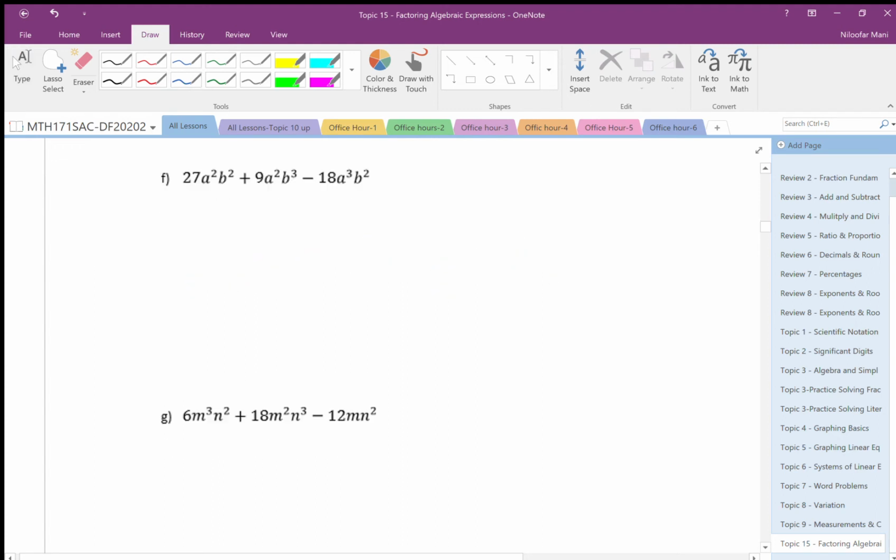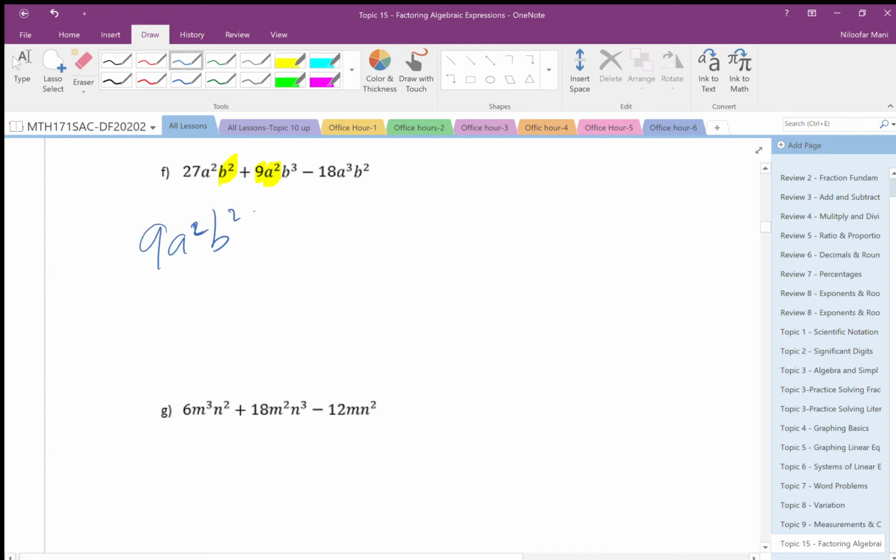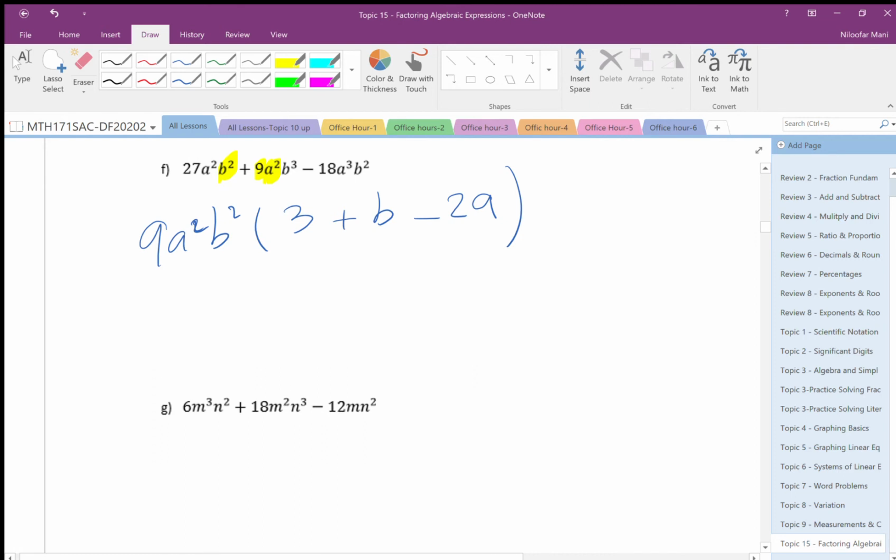Yes. How about next? Okay, so 9, yes. A squared, yes. B squared, yes. Okay, so I can factor: 9 is common, a squared is common, and b squared is common, right? Okay, so 9a squared b squared times 3 is left plus b is left minus 2a is left. Yes, yes.